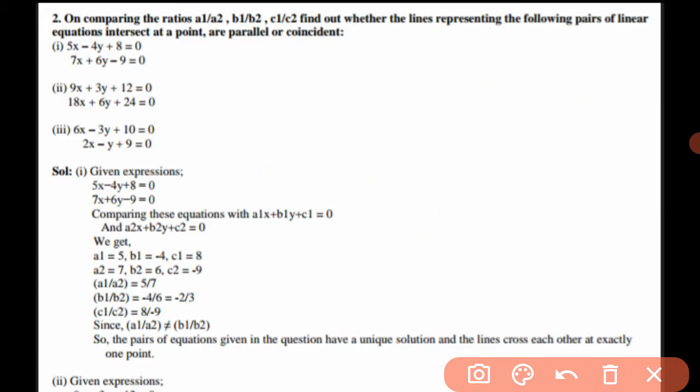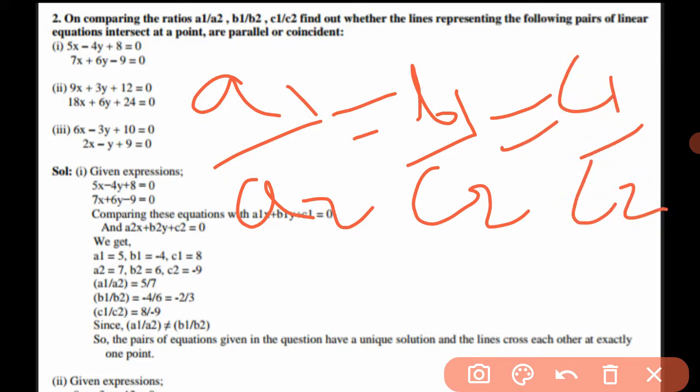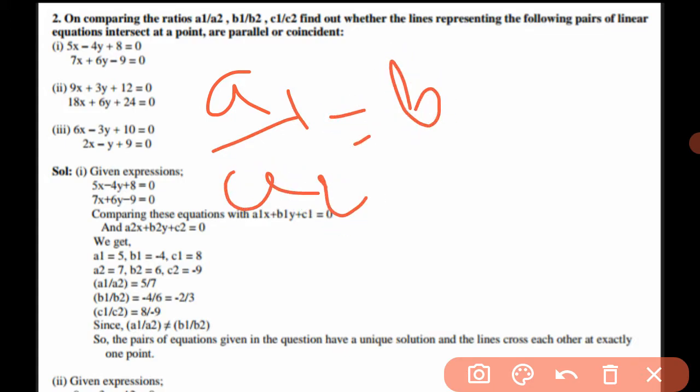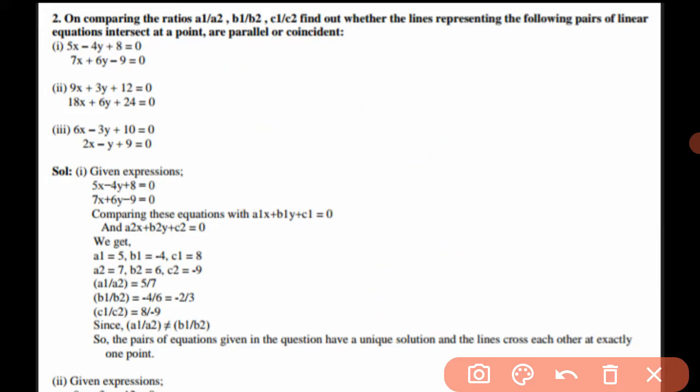Now in a similar way, when a1 upon a2 equals b1 upon b2 equals c1 upon c2, in that case lines coincide, meaning two lines overlap with each other, and this case is also consistent. The third case is when a1 upon a2 equals b1 upon b2 is not equal to c1 upon c2. In that case lines will be parallel and there will be no solution. So we have to check for a1 upon a2, b1 upon b2 and c1 upon c2.